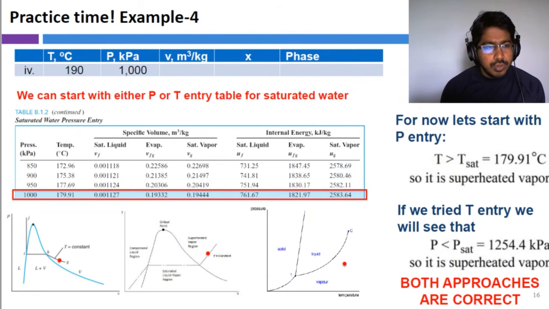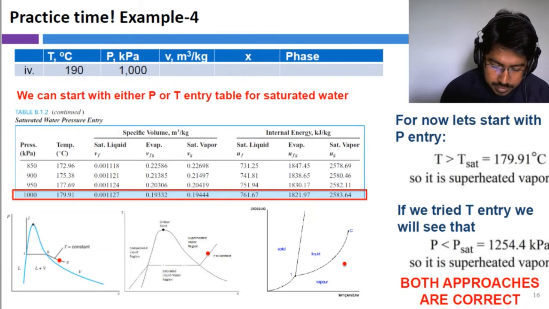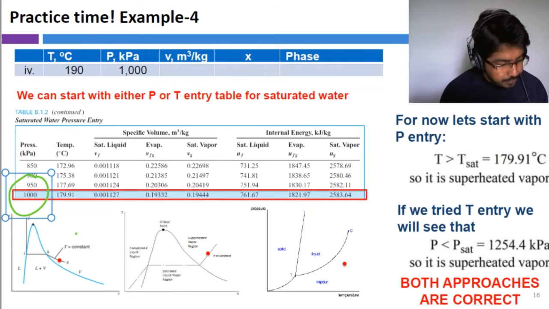Okay, let's start solving this together, right? So in this case, I have picked the pressure entry table. Out of the two, I just picked pressure entry, right? We can use both. Now, my pressure is 1000 kilopascals. That's the easiest part. So I like this part very much. So I can just locate it.